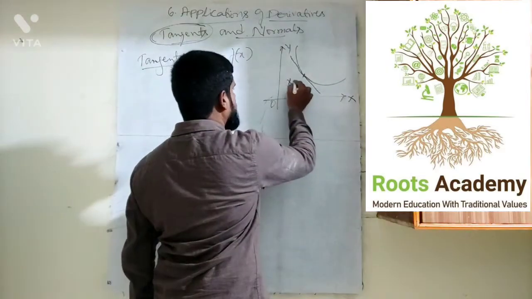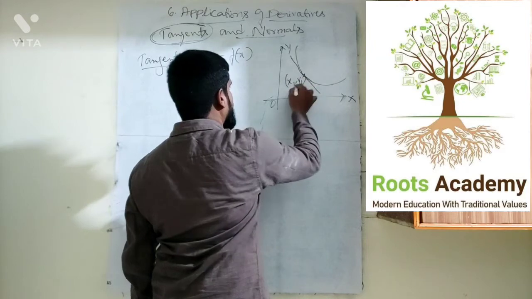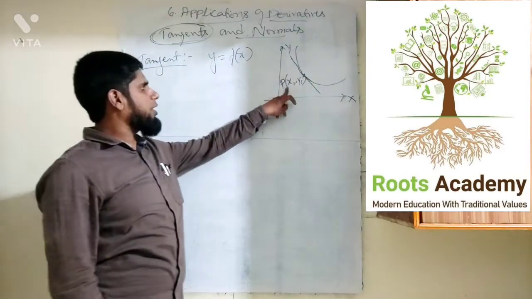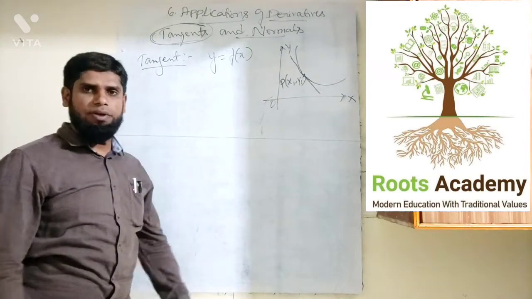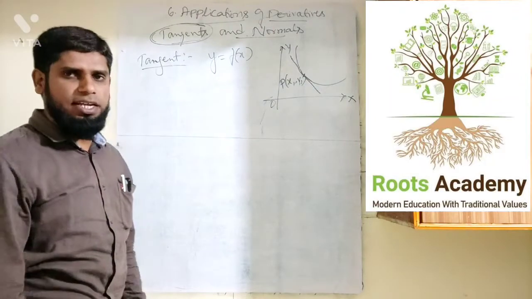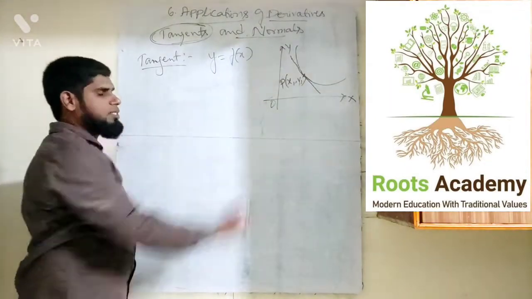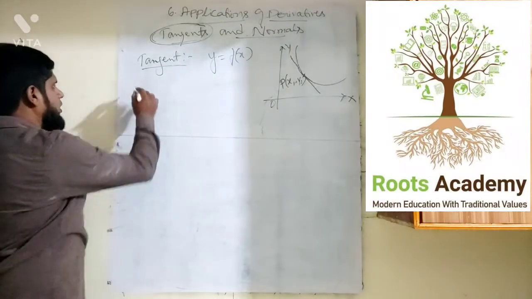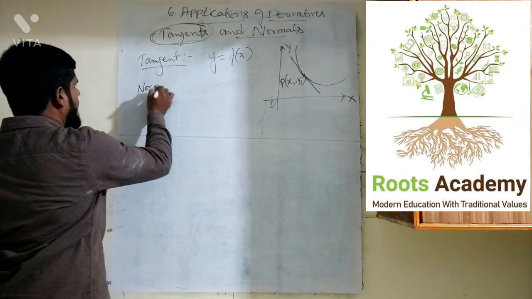Let us call this point P, and its coordinates are x1 comma y1. So this is the basic definition of tangent: a line touches the curve at one particular point. Then let us discuss the normal definition.